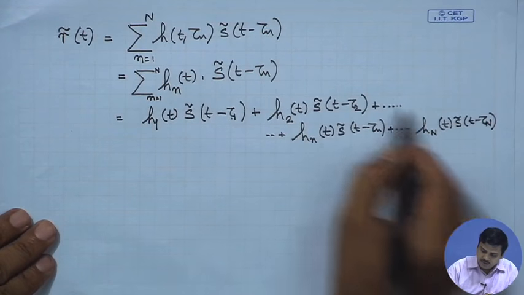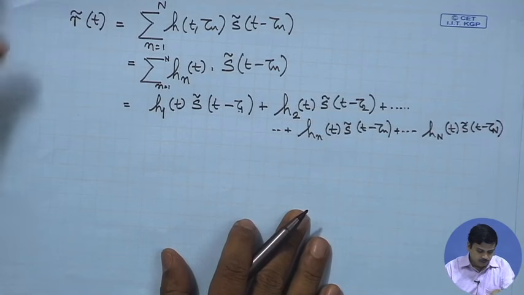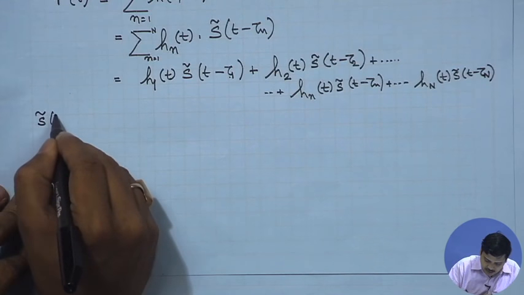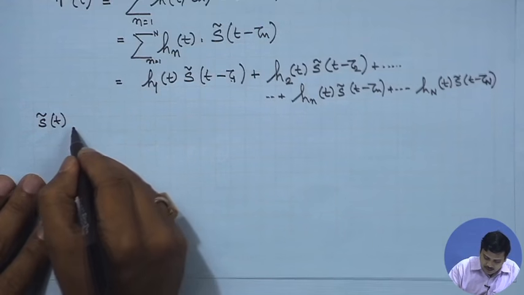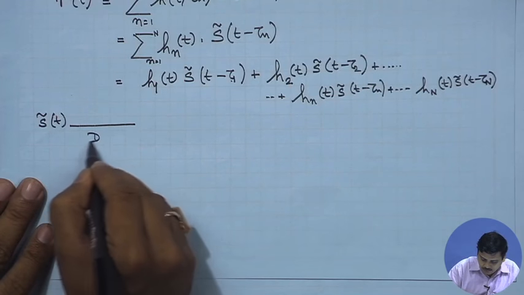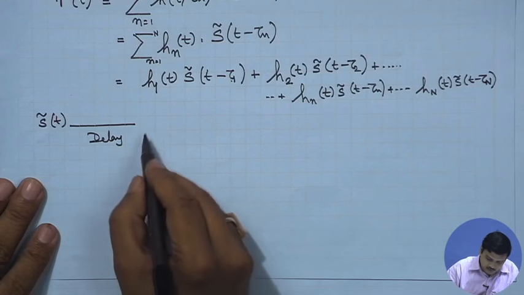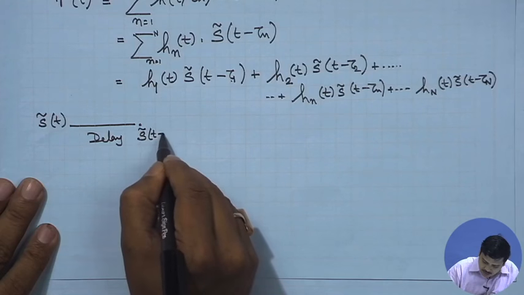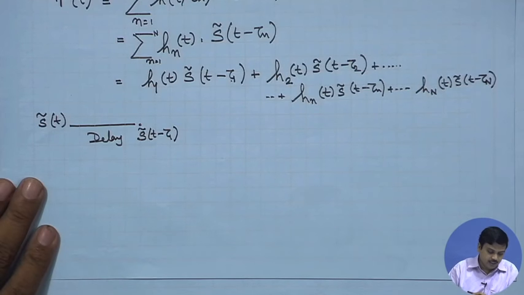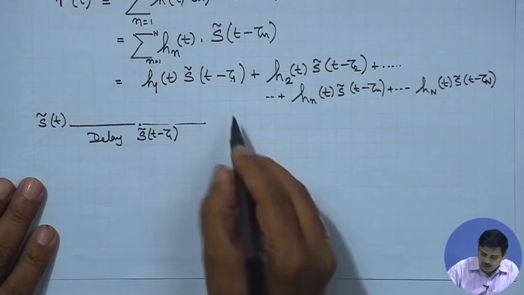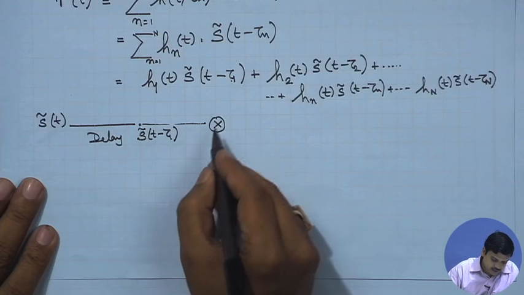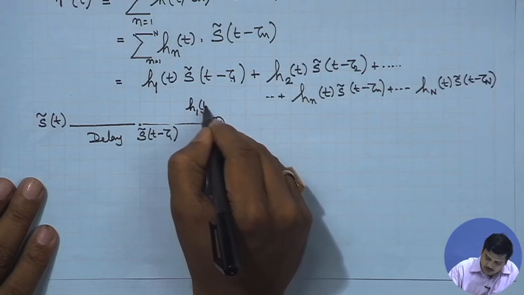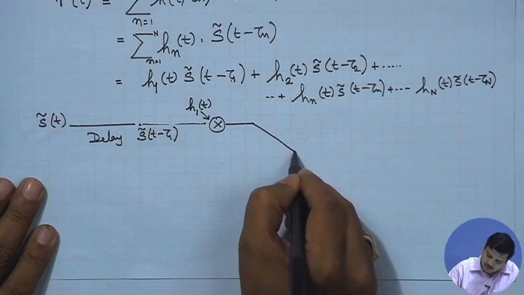If we see this expression, we could pictorially represent it as the signal s tilde t getting transmitted. There is some propagation delay, after which we have s tilde t minus tau 1. Let us say the delay is tau 1. This is getting multiplied by the coefficient h 1 of t, and then the signal goes out.